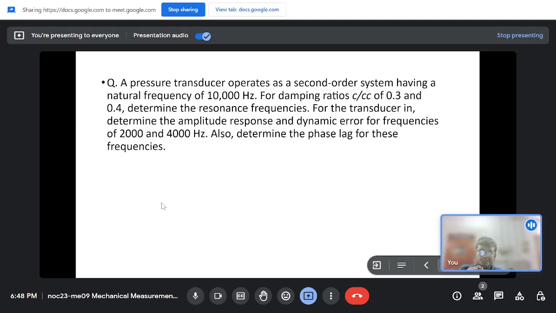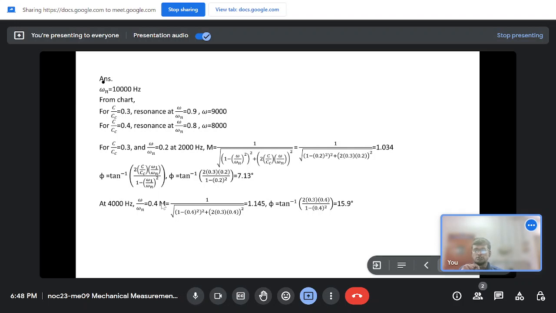The second part of the question is, we have the same transducer. When the input frequencies are 2000 and 4000, we have to find the amplitude ratio, the dynamic error, and the respective phase lags for the cases. So we'll take one example of the damping ratio of 0.3 and see how that is solved. We know the natural frequency of the system is 10,000 Hz.